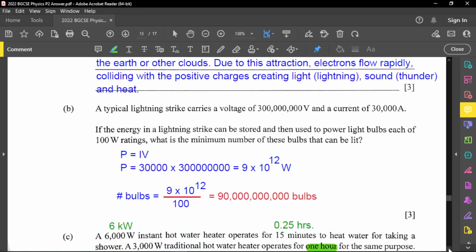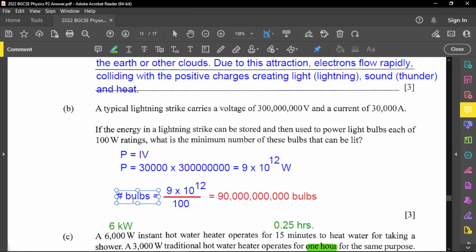Now for part B. A typical lightning strike carries a voltage of 300 million volts and a current of 30,000 ampere. And that's a whole lot of voltage, by the way. That's how lightning could really kill. All right, it said if the energy in the lightning strike can be stored and then used to power light bulbs, each of 100 watt ratings, what is the minimum number of these bulbs that can be lit? And so a point to note again, or reminder, is that power is equal to current times voltage. All right, and so therefore power multiplied by volts, what we get here is 9 times 10 to the 12.